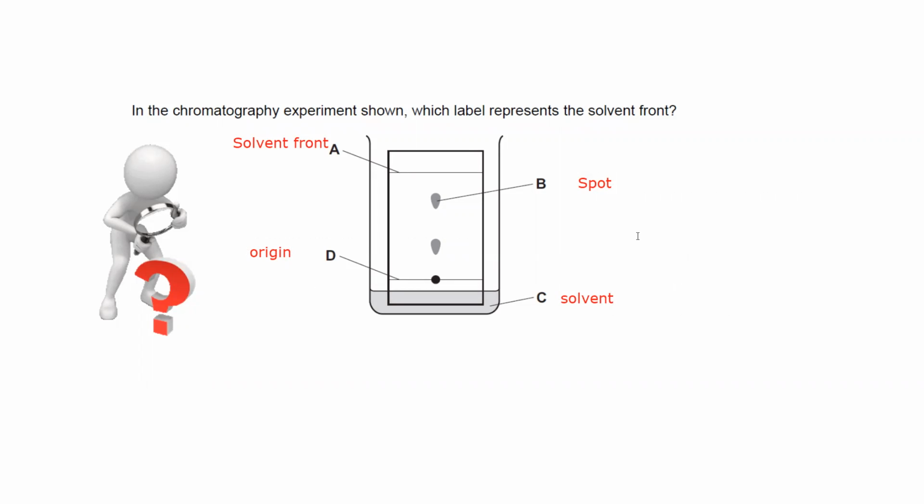The question is which label represents the solvent front. A is representing the last point where the solvent rises. As this chromatogram absorbs the solvent, the solvent will start to rise. When the solvent starts to rise, the last point where the solvent stops rising, that level is known as the solvent front. And these are the spots which we see rise with the solvent. D is representing the origin and C is representing the solvent. Is it clear?